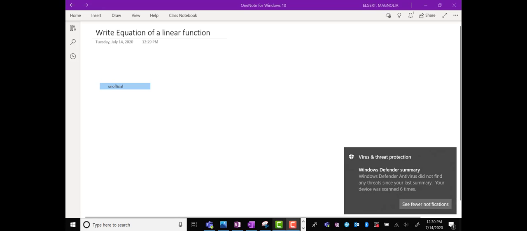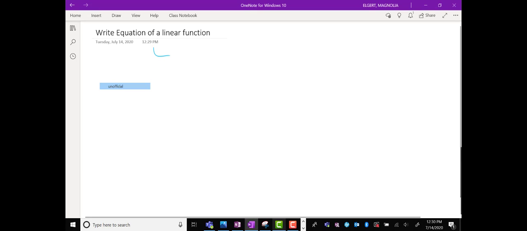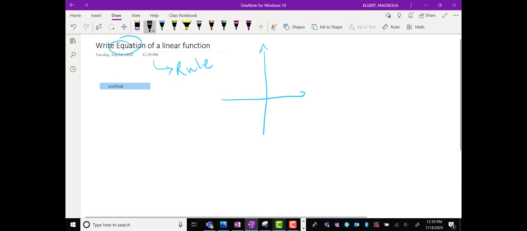We need to write the equation of a linear function. Sometimes we call them the rule of the function. So an equation is that rule from algebra that we need to remember. A linear equation, remember we have been graphing lines which look like this, right? Here's a line, just like we did in Algebra 1. So what we need to remember is how to write the rule for them, or the equation of that function.